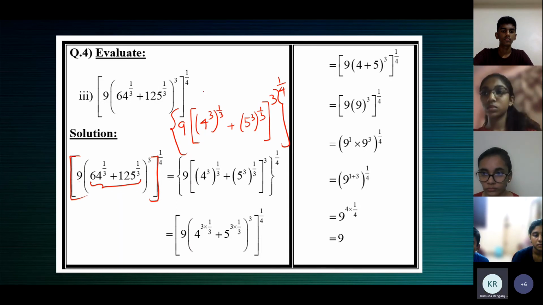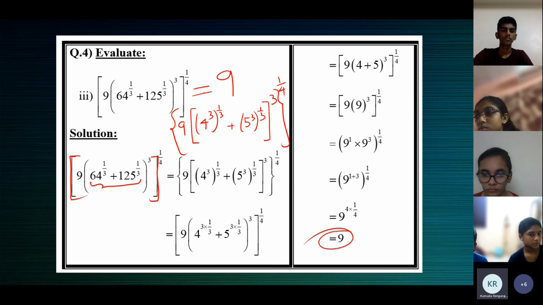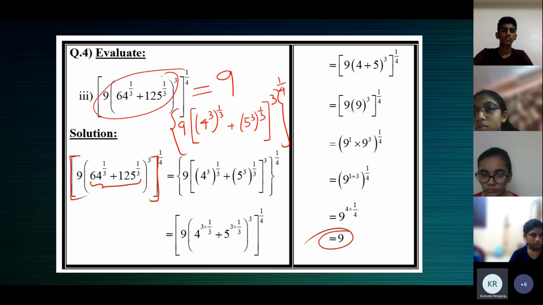So the value of the given expression is 9. The value of this one is equal to 9.